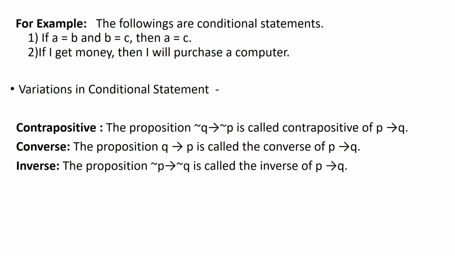For example, the following are conditional statements. First, if A equal to B and B equal to C, then A equal to C. Second, if I get money, then I will purchase a computer. Variations of the conditional statement. Contrapositive: the proposition negation of Q then negation of P is called the contrapositive of P then Q. Converse: the proposition Q then P is called the converse of P then Q. Inverse: the proposition negation of P then negation of Q is called the inverse of P then Q.